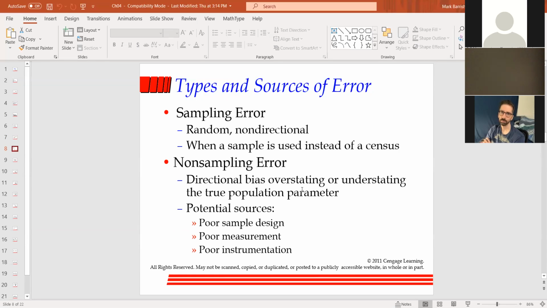Sampling error is random, it's not directional. If you were going to measure it, it would be the difference between your result and the true result of the population, which unfortunately is unknown. If it was known, you wouldn't be doing the sampling, right? So sampling error is really the fact that your sample results will be different from your population results. And if somebody repeated what you did, they would get different results than you got.